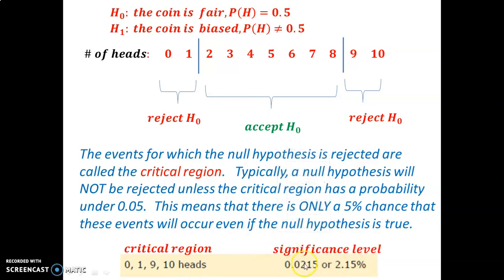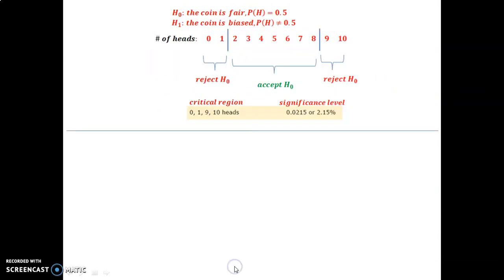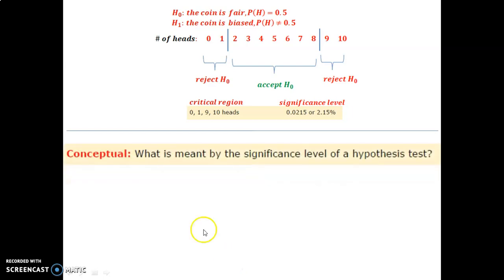Okay, so that is called a significance level. So we have a significance level here of 2.15% in our case, because that's what we chose as our critical region right here. Okay, a couple more things. So conceptually, what is meant by the significance level of a hypothesis test?